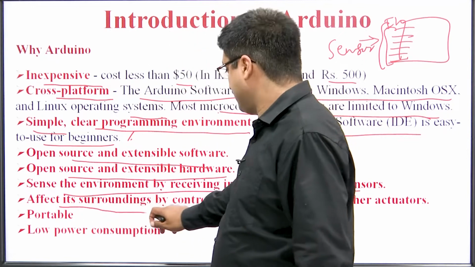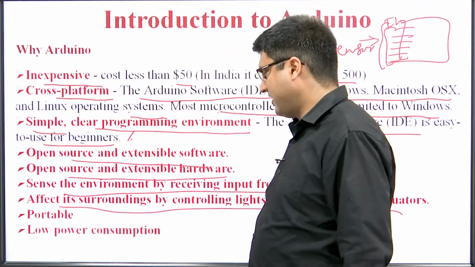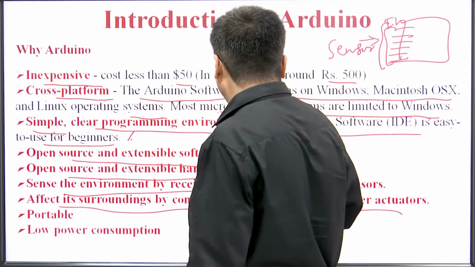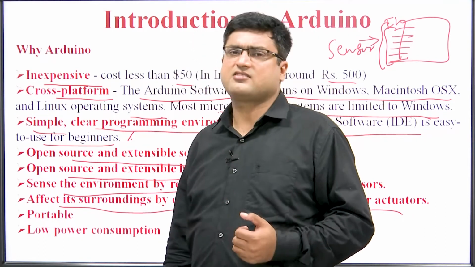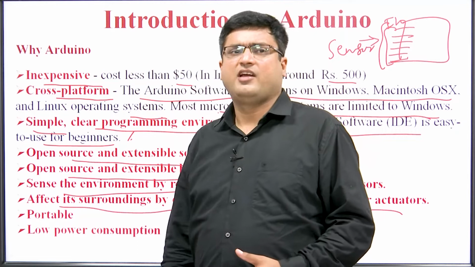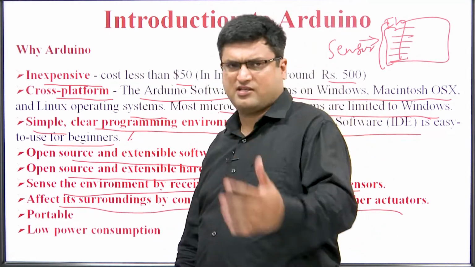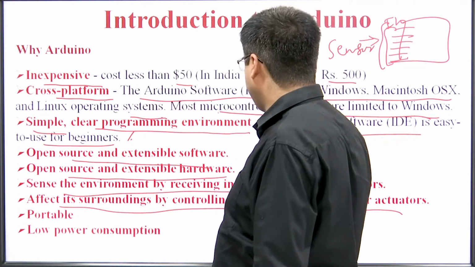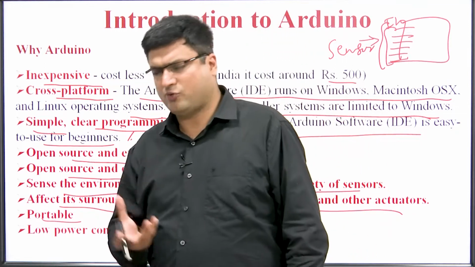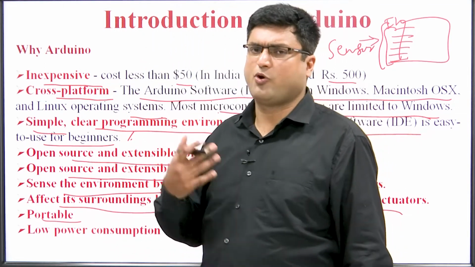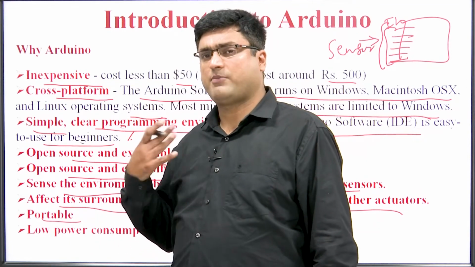It affects its surroundings by controlling lights, motors and other actuators. So, it is compatible with sensors and actuators as well, and it is used in a variety of applications. We will see in the next slides controlling lights and motors. It is portable, very small in size and easy to carry. It can be deployed anywhere, and it can be used in a variety of applications.